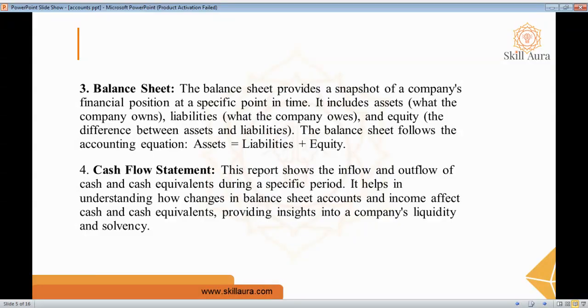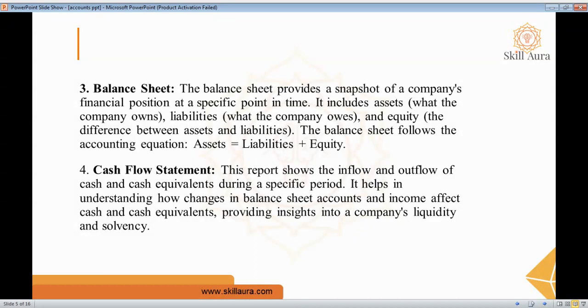So, the balance sheet report is a financial statement that presents a company's financial position at a specific point in time. Typically at the end of the accounting period, this balance sheet is prepared. It provides a snapshot of a company's assets, liabilities and equity, and is used to assess the health and solvency of a company.